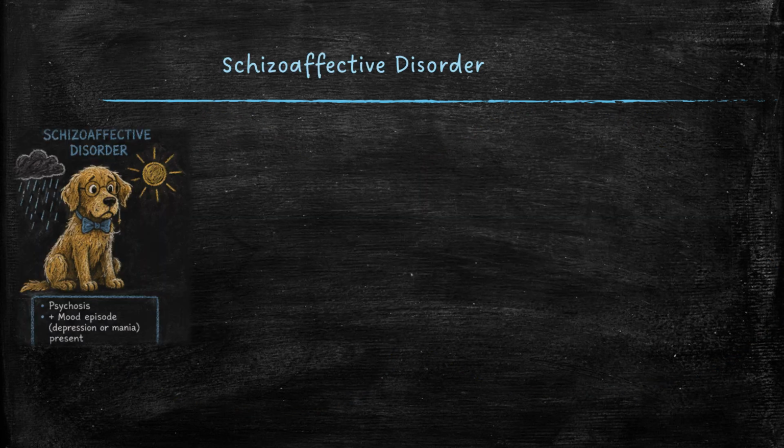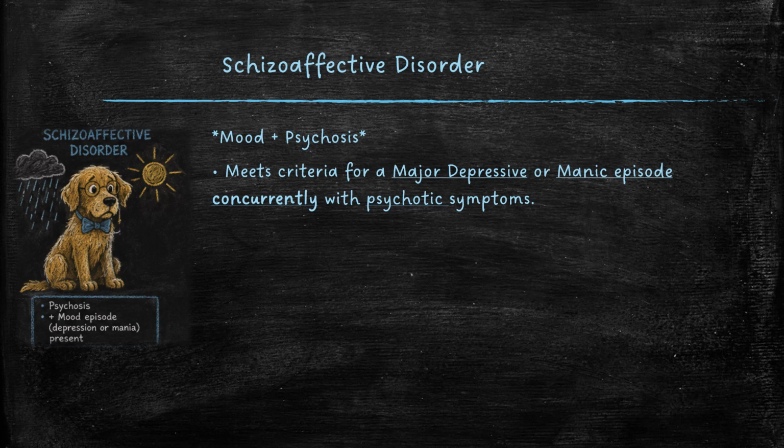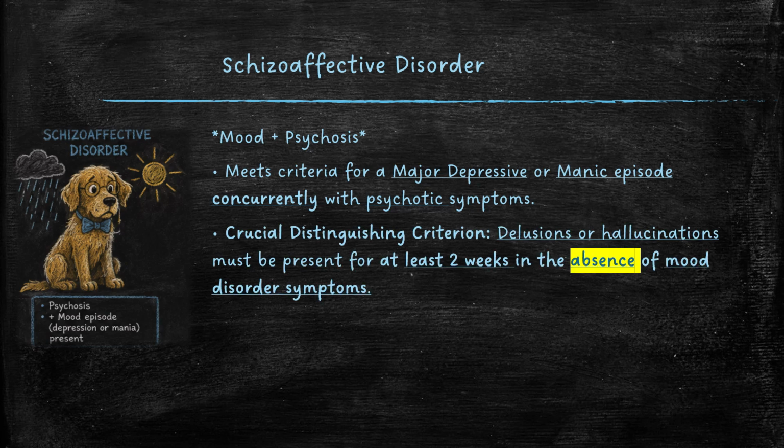Let's talk about schizoaffective disorder. They do like to test you on this versus mood disorders with psychosis. So this is a mood plus psychosis disorder. In order to meet criteria for schizoaffective disorder, they must meet criteria for a major depressive or manic episode concurrently with psychotic symptoms. The crucial distinguishing criterion is the delusions or hallucinations must be present for at least 2 weeks in the absence of mood disorder symptoms as well.